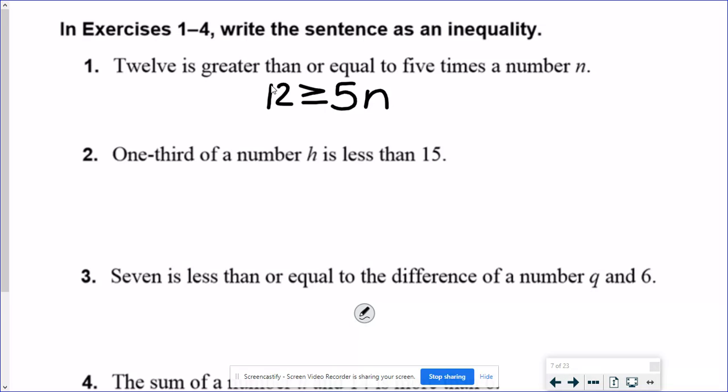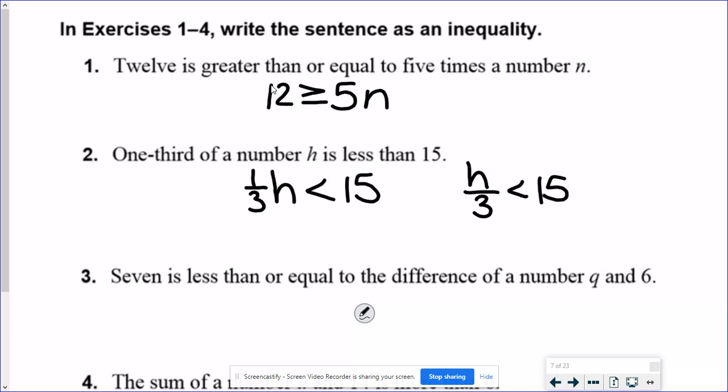Number 2, 1/3 of a number h is less than 15. 1/3 of means multiplied, a number h is less than 15. By the way, if we're finding 1/3 of a number, we could also just say that number divided by 3. That would be 1/3 of the number is less than 15. Either one of those translations would be just fine.